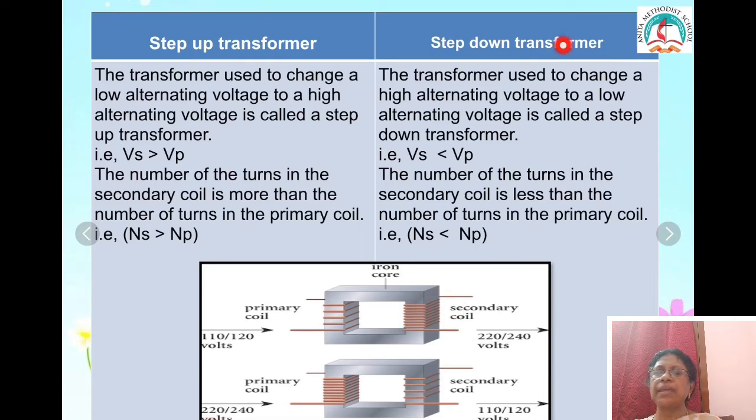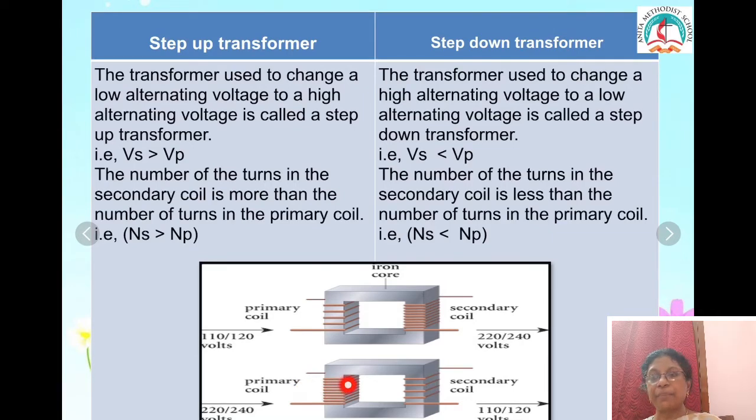What do you mean by step down transformer? In that case, high voltage is being reduced to low voltage. You are changing high AC voltage to low AC voltage. You call this a step down transformer. What about the voltage on the secondary side? It is less. The voltage on the primary side is more.